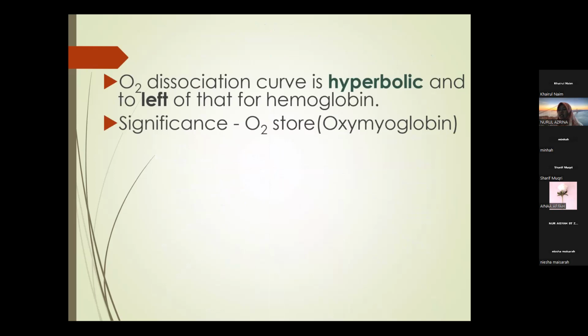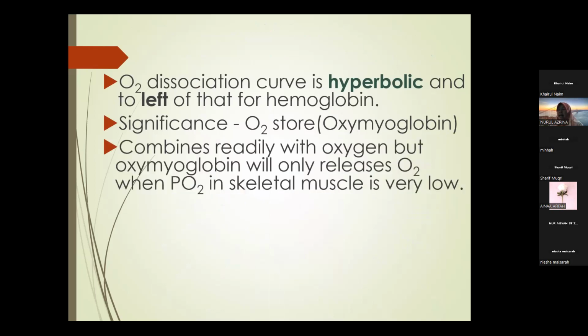Right. Oxygen dissociation curve of myoglobin is hyperbolic and to the left of hemoglobin. So what is the significance of this kind of condition? It can store oxygen in the form of oxymyoglobin in the muscle fiber. It combines readily with oxygen, meaning it holds the oxygen tightly, right? But oxymyoglobin will only release oxygen when the partial pressure of oxygen in the skeletal muscle is very low. Okay, this is a keyword. When the partial pressure is very low.